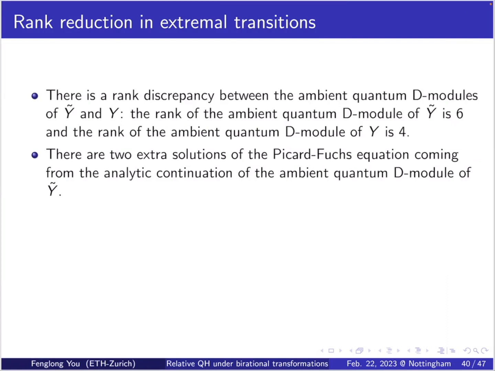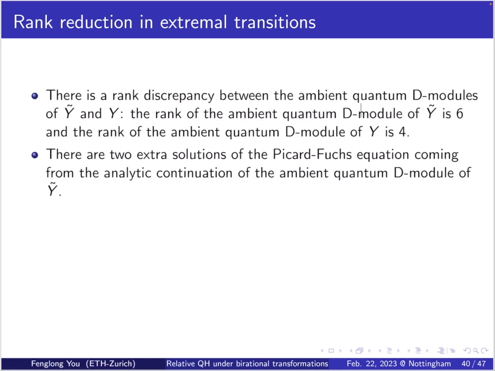Now a question for the extremal transition case is that there's a rank discrepancy between the I functions on the quantum cohomologies. That's because there's a contraction, right? From Y tilde to Y, there's a contraction. So on Y tilde there are more curve classes, so there are more Gromov-Witten invariants on Y tilde than on Y. And so there's a rank reduction.